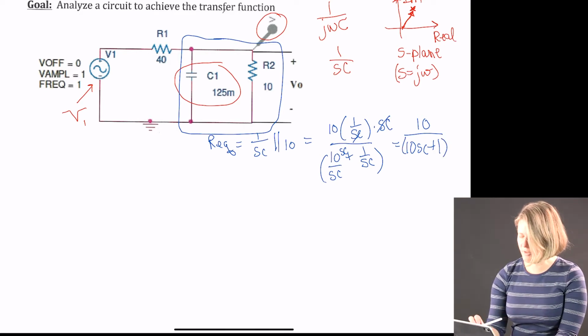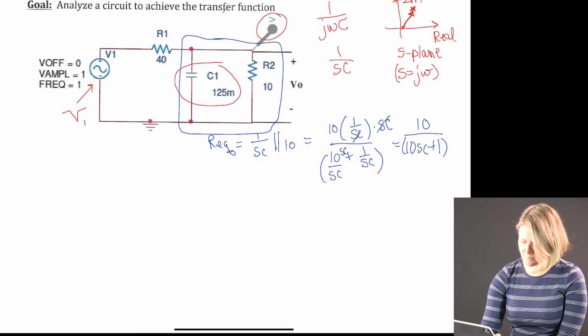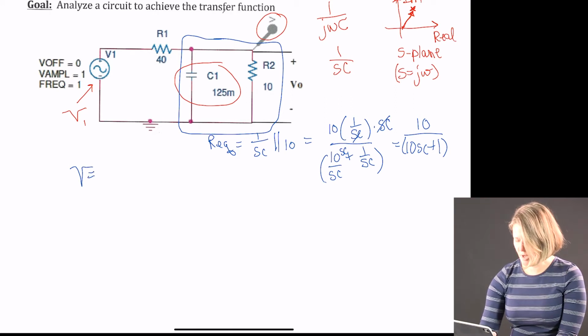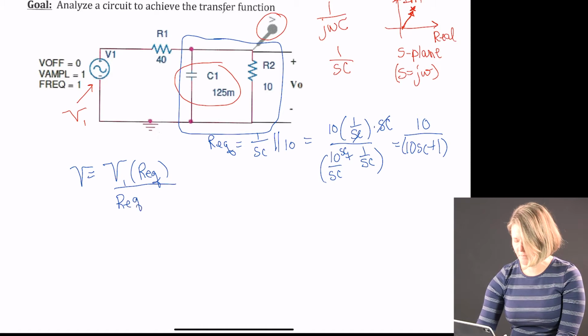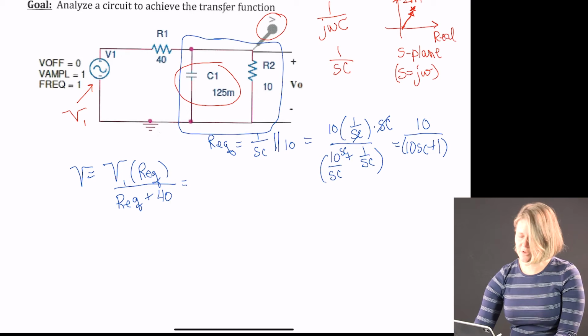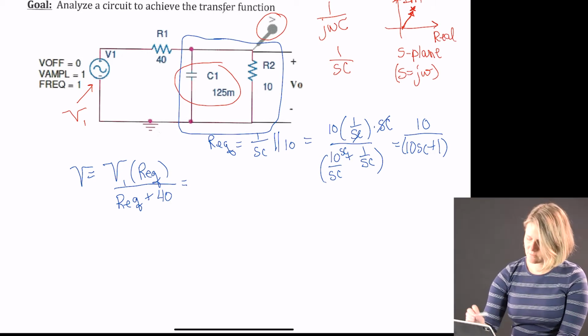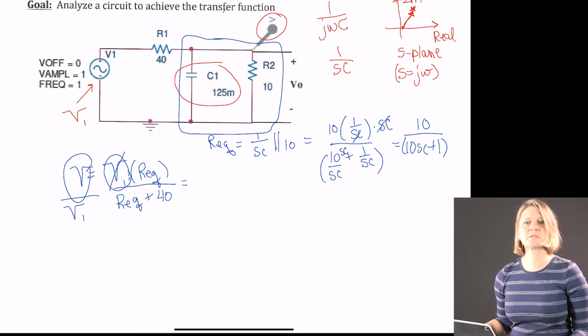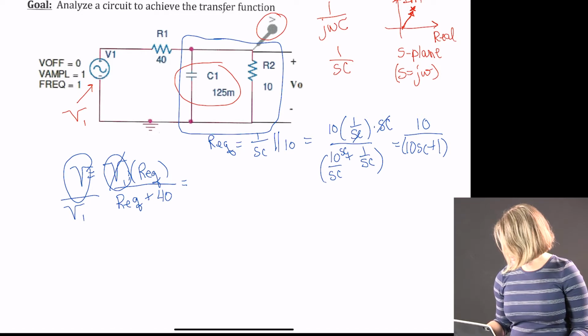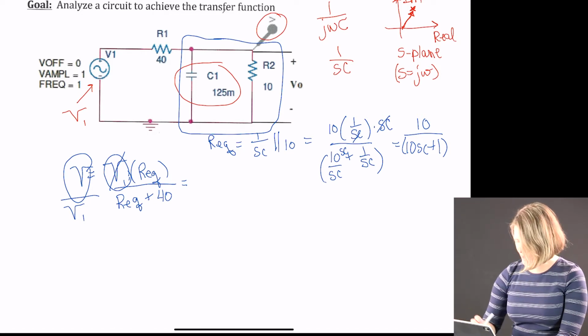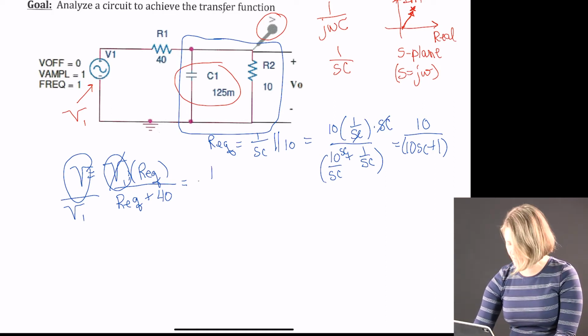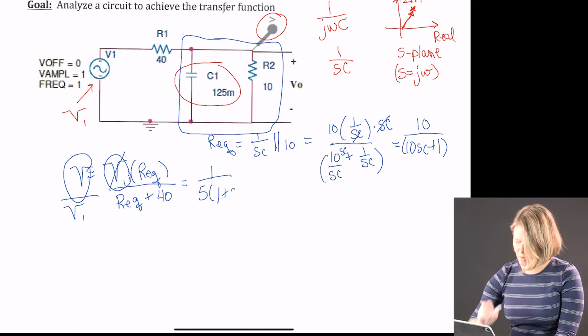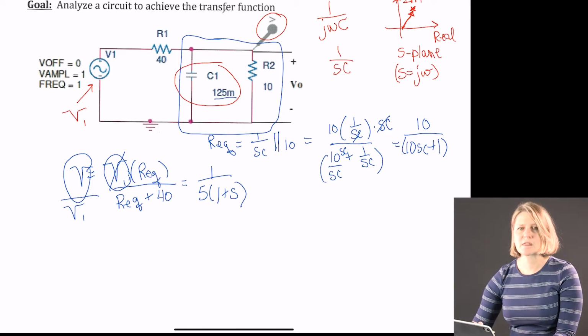We can then see that this is a voltage divider, and so our V is going to equal V1 times that R equivalent over R equivalent plus 40. To get the transfer function, remember it's the output, which in this case is this V, over our input. So we just divide by our input here, and that leaves us with R equivalent over R equivalent plus 40. If we plug in R equivalent and do a little more math, we can reduce this down to look like 1 over 5 times 1 plus s. Replacing C equal to 125 milli, that will reduce down to this equation.